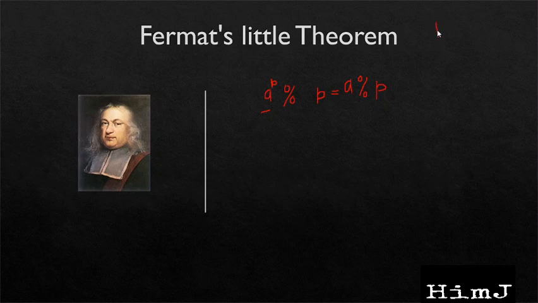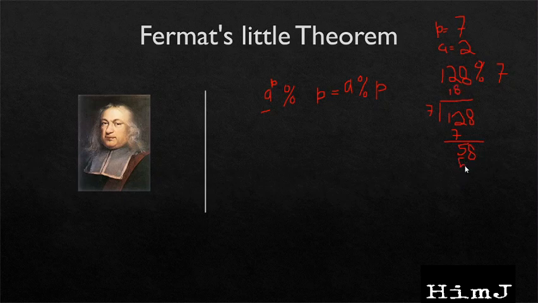Suppose p equals 7 and let's take a as 2. So a raised to power p, which means 2 raised to power 7, is equal to 128. So what is 128 modulo 7? Let us divide it. As you can see, 128 modulo 7 is 2. So this was some hard math.